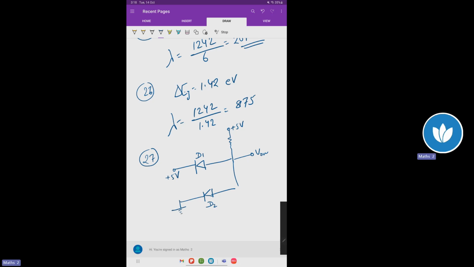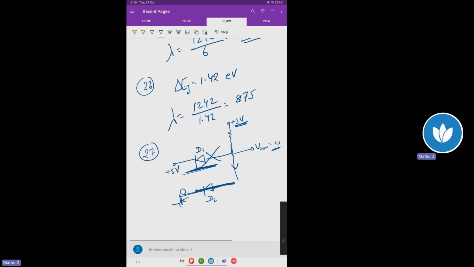The output voltage in the following circuit. So this voltage is 0. This is 5 volt, this is 0 volt. So this is in forward bias condition and there will be no current in this diode. So in short circuit condition, this V out becomes V earth, 0 volt. Answer is 0.